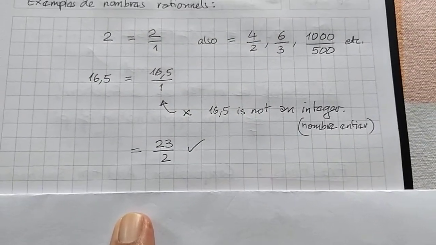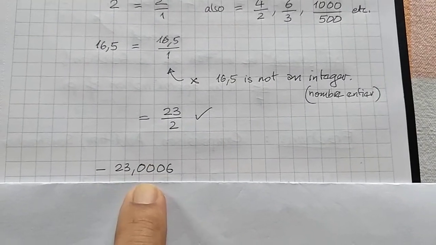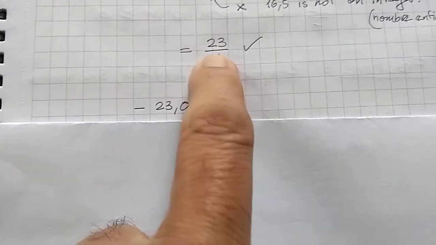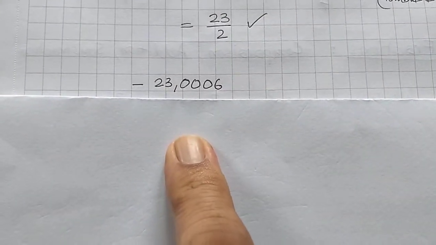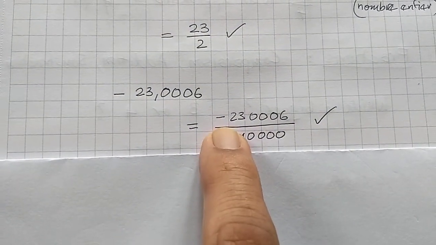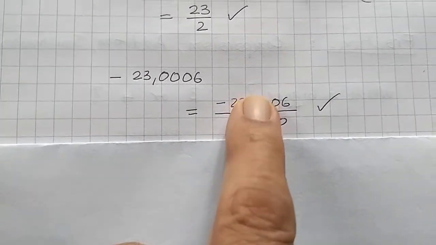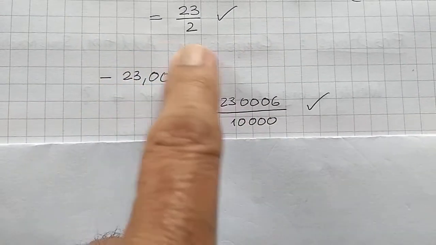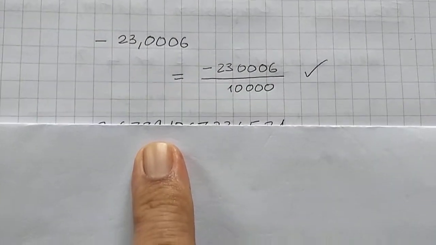Let's take another one. Moins 23.0006. Is this a rational number? Can you write it in a fractional form like this, with an integer on top and an integer below? Yes, you can. You can write it as minus 230,006 divided by 10,000. If you do this division, you will get this. So this means this is a rational number, a nombre rationnel.